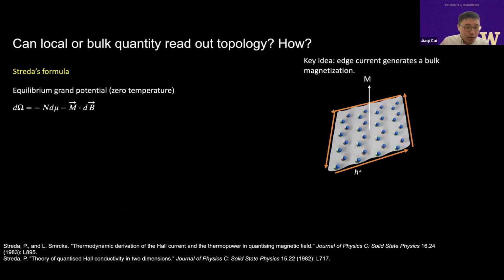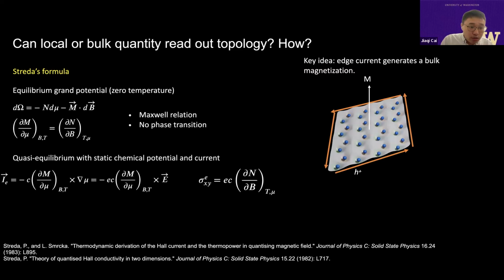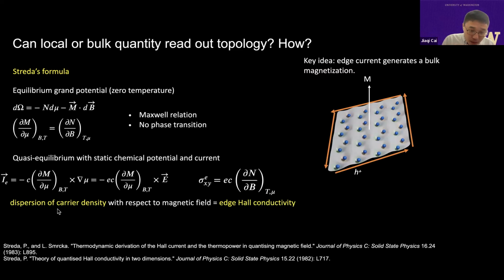Okay, so we use this very powerful Streda formula. This is a thermodynamic argument: after you write down the grand potential, you can get the Maxwell relation. And by promoting it into a quasi-equilibrium, where you have a domain and a gradient of chemical potential, you can prove a general formula that relates the dispersion of the carrier density with respect to magnetic field to the edge Hall conductivity.